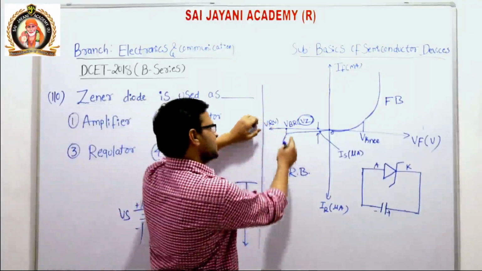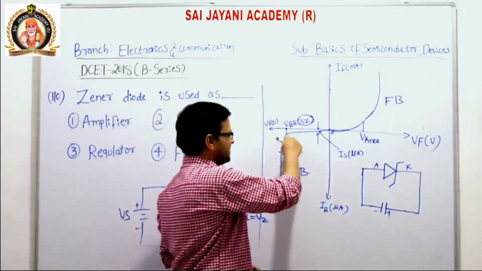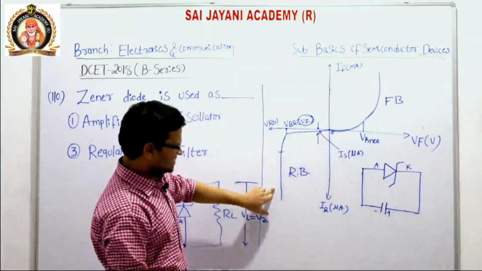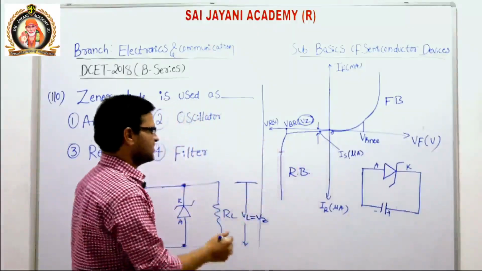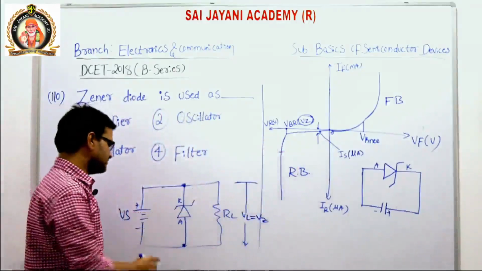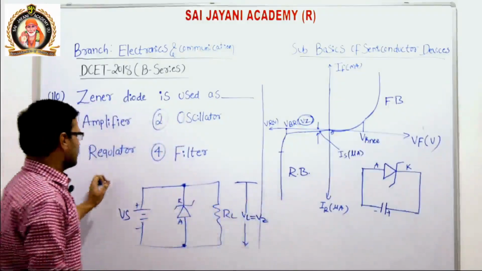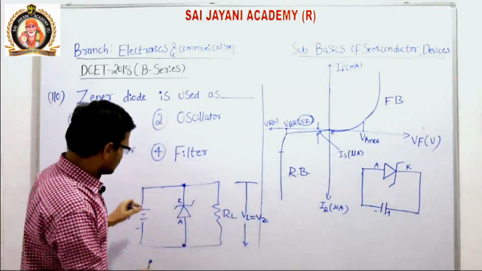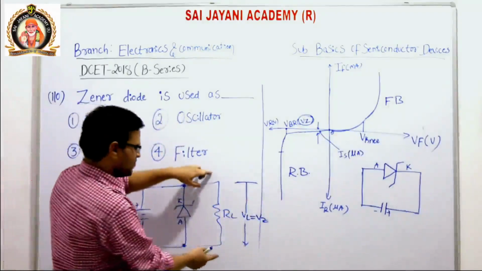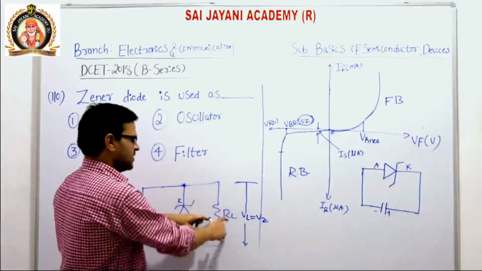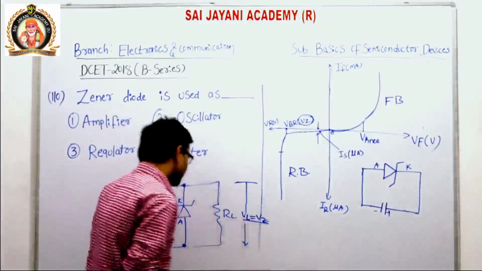If we increase the voltage beyond the breakdown voltage, then there will be a drastic change in the current. This can be shown using the circuit diagram. What does regulation mean? Even though the source voltage increases, the voltage at the load side will be constant, that is VL is equal to Vz.